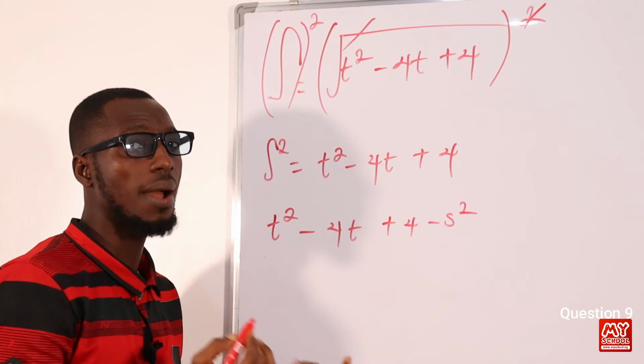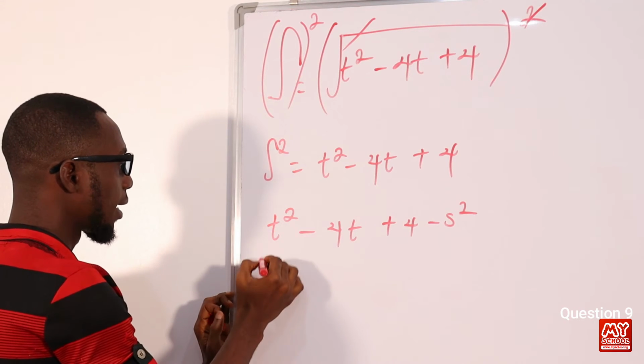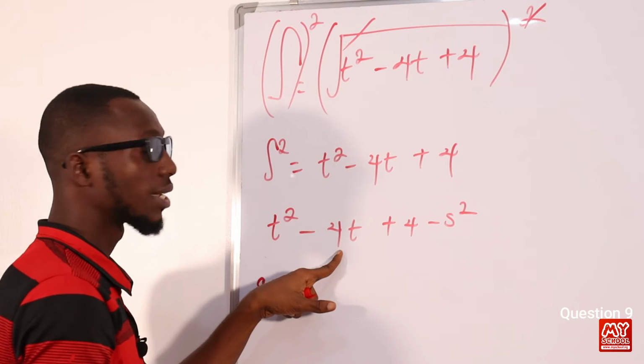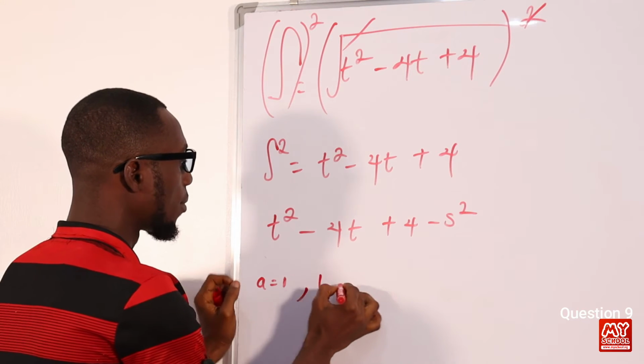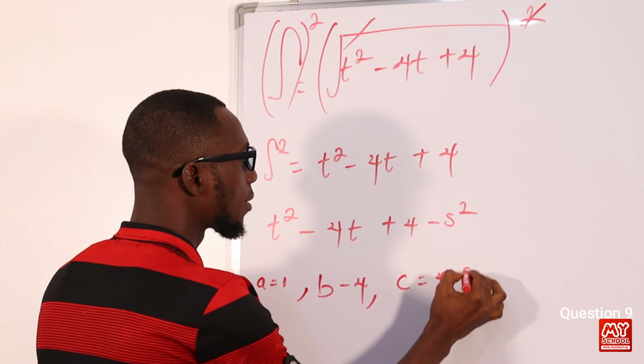So let's use the formula method, or the almighty formula. This will be tagged as our A. A is 1, the coefficient here. The coefficient of B is minus 4. Then C is 4 minus S squared.